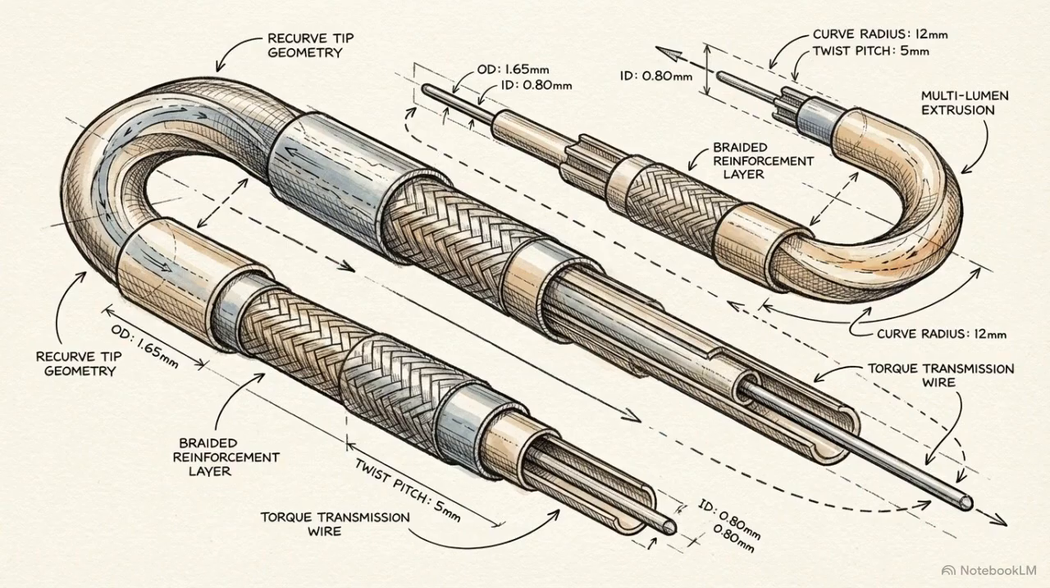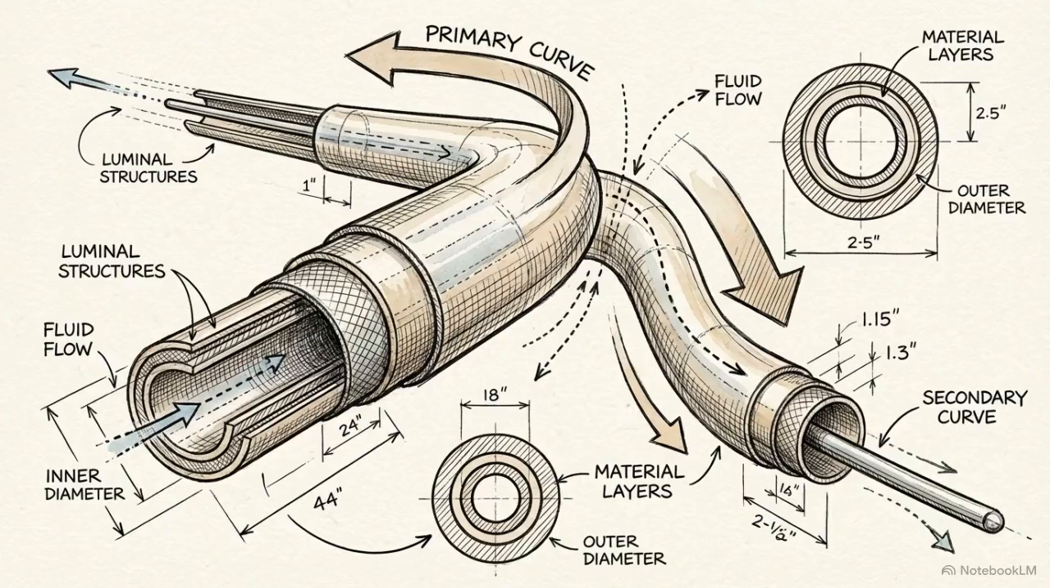These targets require a recurve catheter, such as the Simmons or the renal double curve. These tools are unique because they feature a primary curve going in one direction, immediately followed by a secondary curve pointing the exact opposite way.